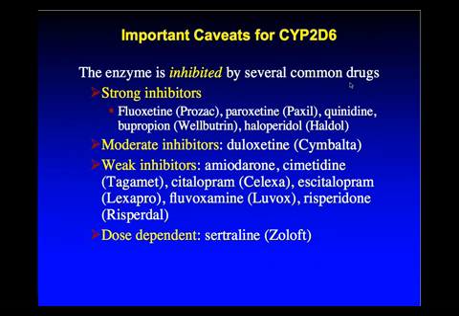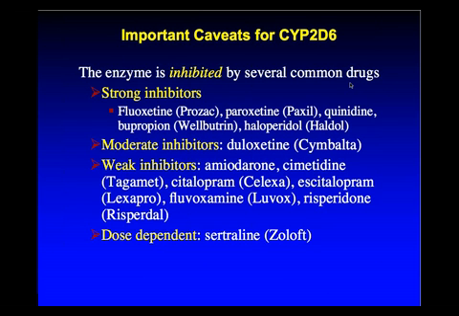Again, with 2D6, there are many caveats to keep in mind. This particular enzyme is strongly inhibited, and this is a reminder from last time, by Prozac or fluoxetine, paroxetine or Paxil, Wellbutrin or bupropion. These are very powerful inhibitors of 2D6 and certainly can convert somebody that is an extensive or normal metabolizer to a poor metabolizer when you have this inhibitor on board.